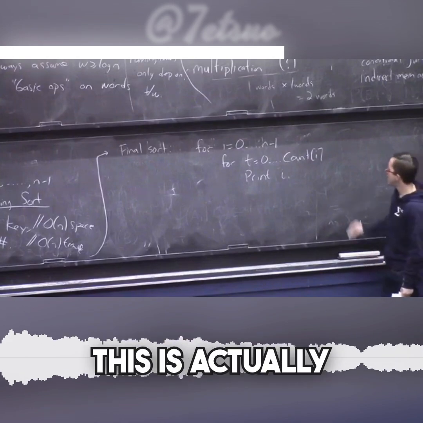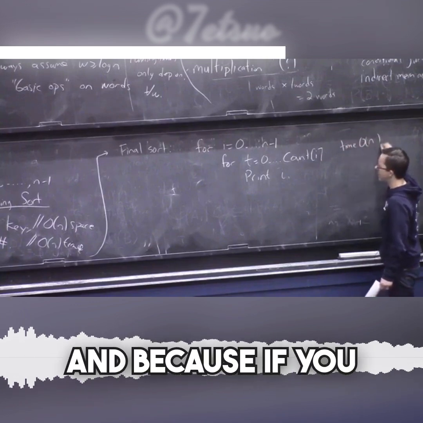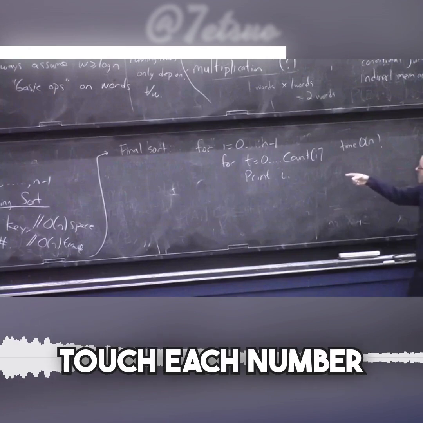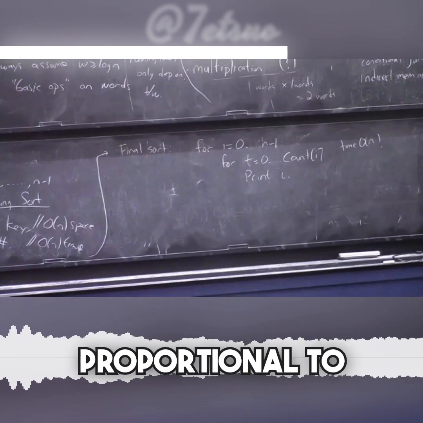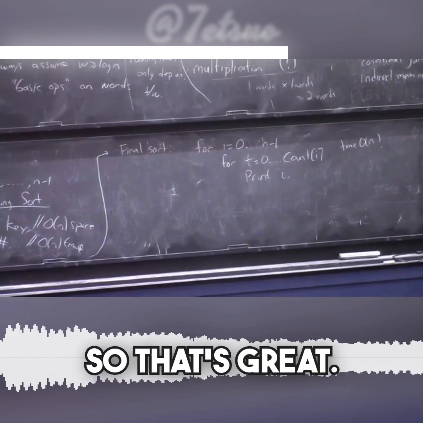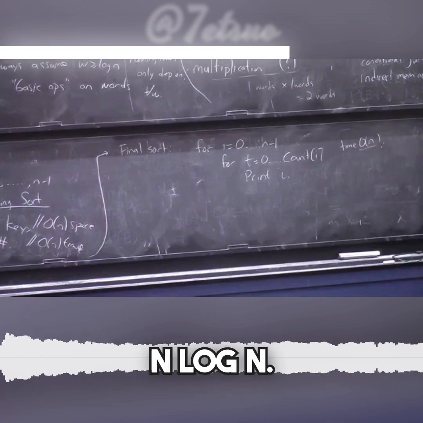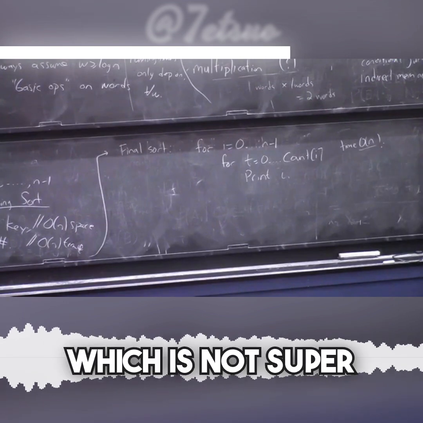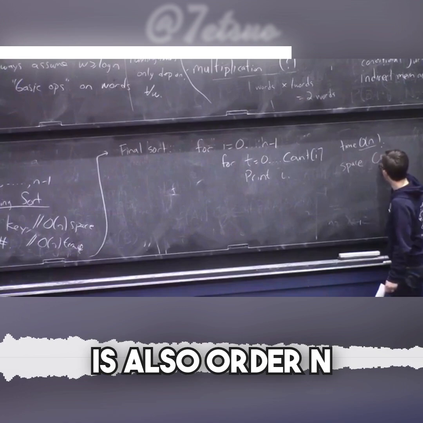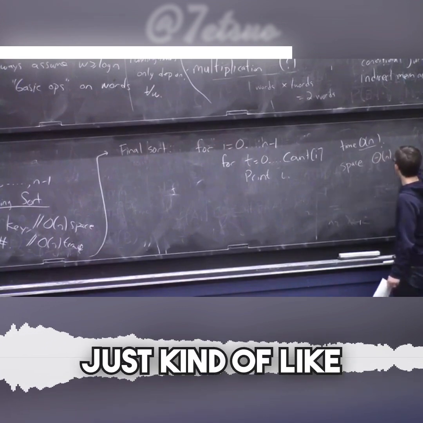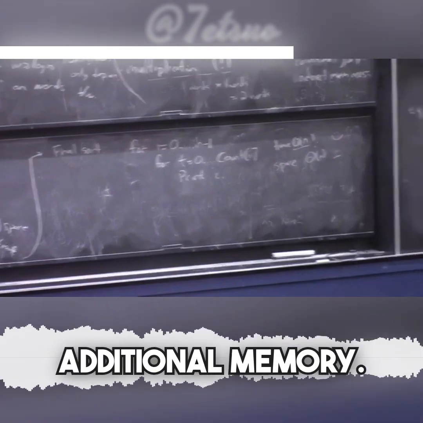And this is actually still time order n, because if you think about it, you basically touch each number in the input list one time. So it's proportional to the number of numbers in the list. So that's great. The overall time is order n, which is awesome. It's better than n log n. There's one thing which is not super awesome, though, which is that the space usage here is also theta of n, which is kind of a semi-frowny face, because you have to allocate n additional memory.